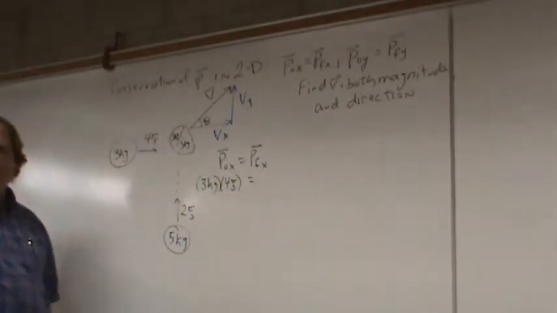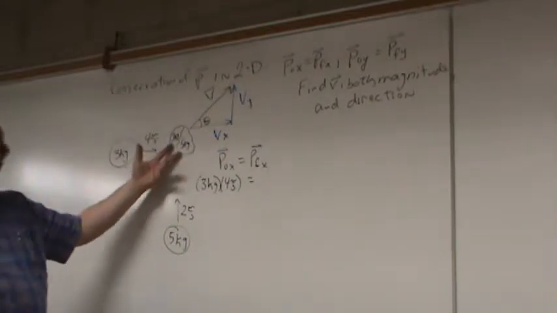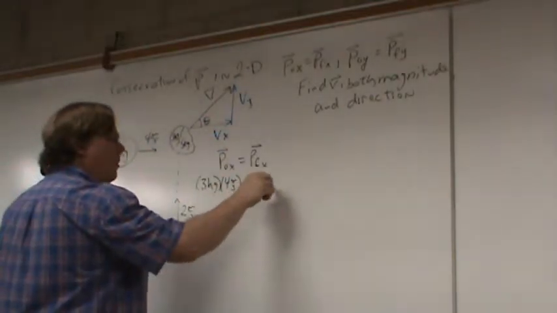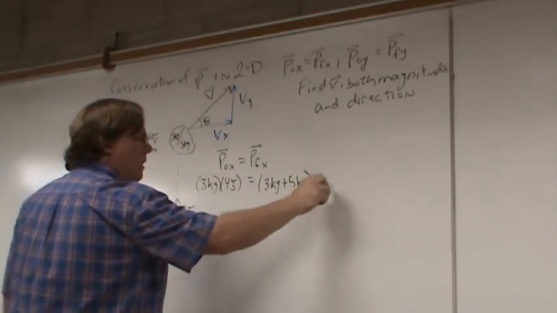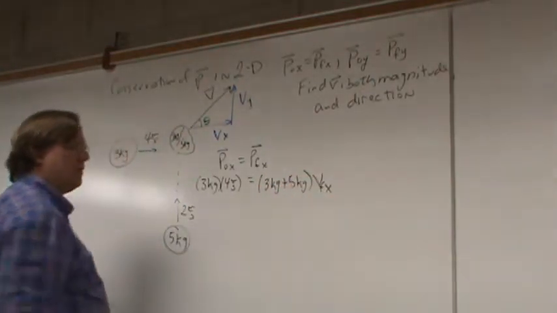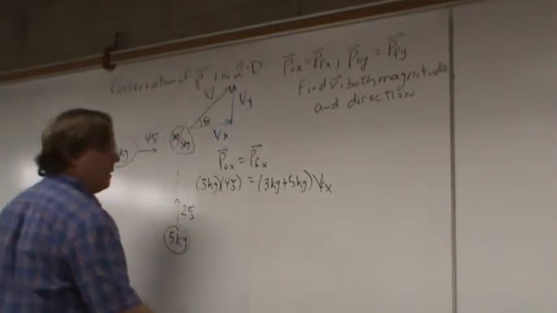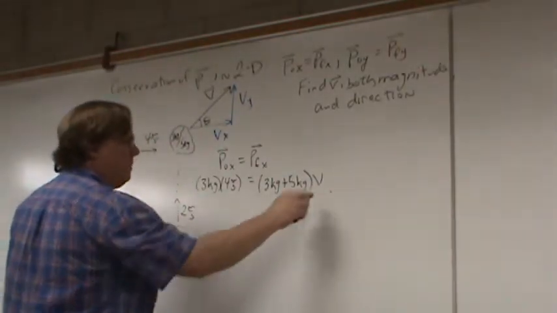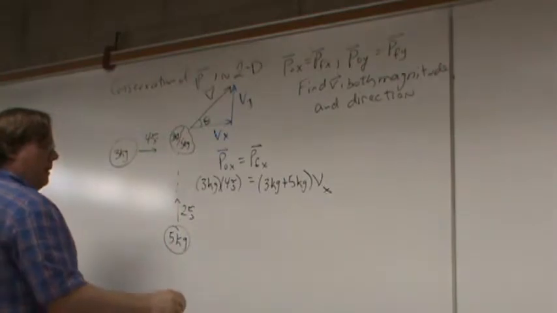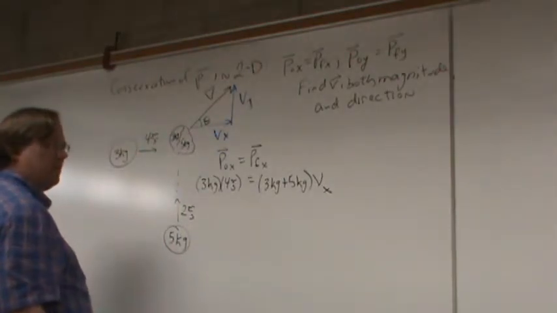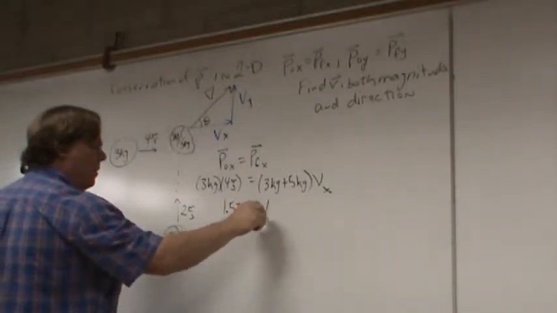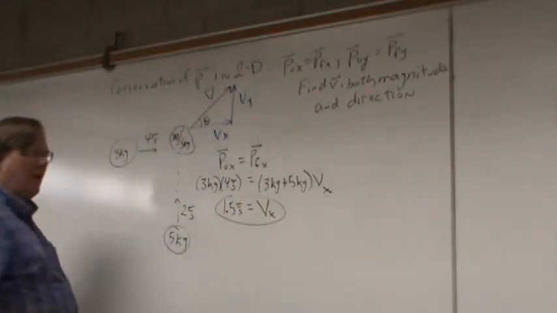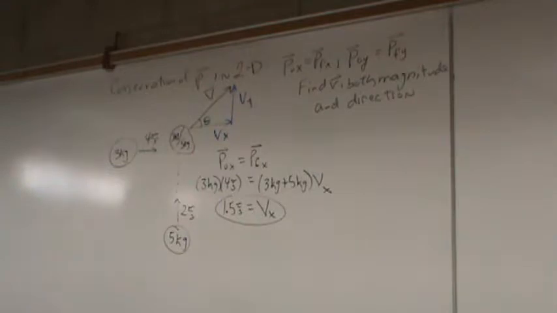And then my final momentum in the X direction: these two guys are stuck together, right? To make a grand total of 8 kilograms times the final velocity in the X direction, or I'll just call it Vx. And so I've got 12 over 8. What's 12 over 8? 1.5. Yay. I'm halfway there.